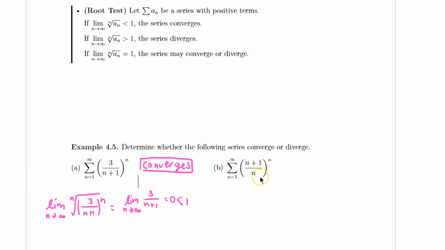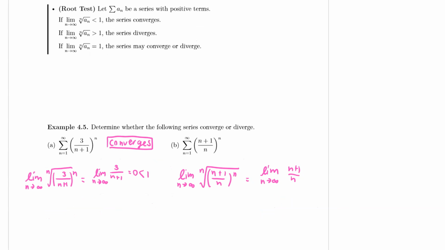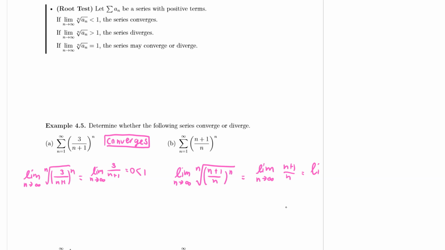Now let's take a look at the next one. Again, I have something raised to the n power, so I'm going to compute the nth root of the terms of the series, which is n plus 1 over n to the n, and take the limit when n goes to infinity. Once again, the nth root and the nth power get cancelled out, so I'm going to be left with the limit when n goes to infinity of n plus 1 over n, and this is just equal to the limit when n goes to infinity of 1 plus 1 over n.